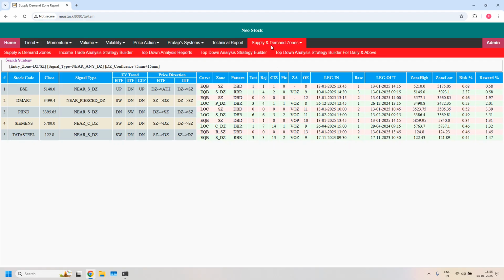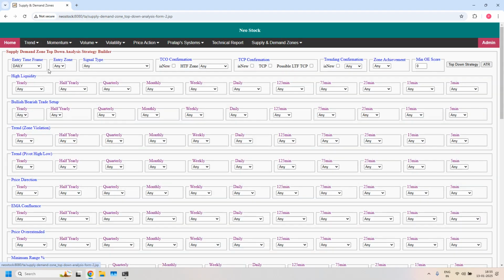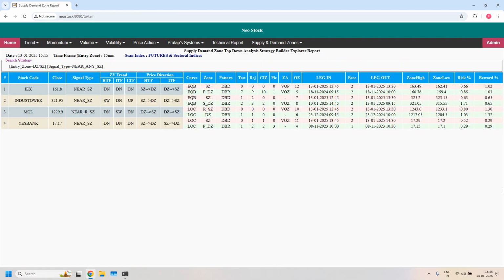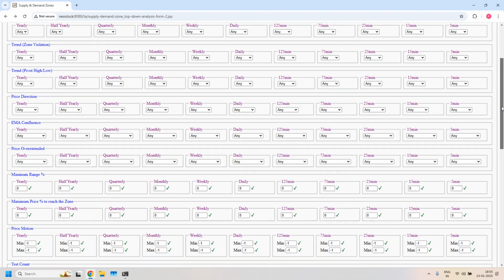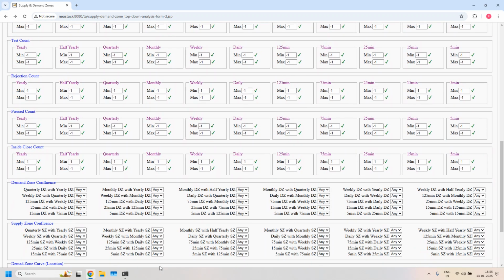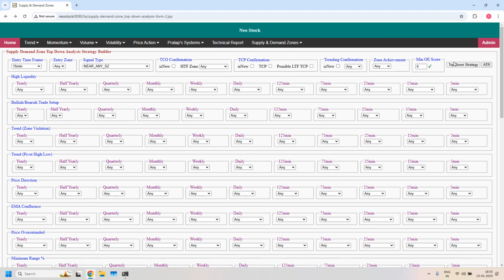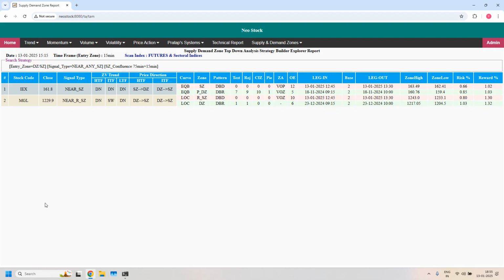Okay, next 15 minutes time frame. Stocks near 15 minutes supply zone. We got 4 stocks. Out of these 4, how many supply zones are having ITF supply zone Confluence? Let's verify. That is 15 minutes supply zone with 75 minutes supply zone Confluence. I am enabling this filter. With this filter, we got 2 stocks. In these 2 stocks, these 15 minute supply zones are part of the 75 minute supply zone. That is what? Zone Confluence.